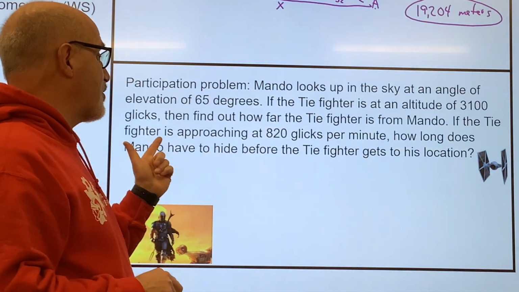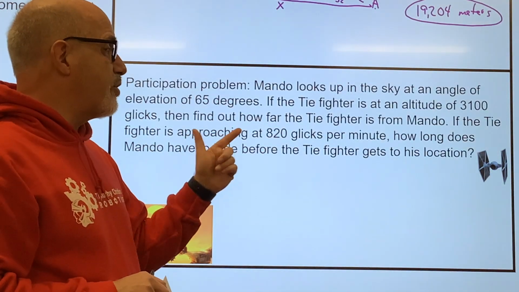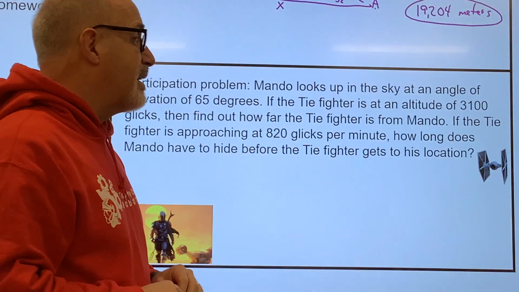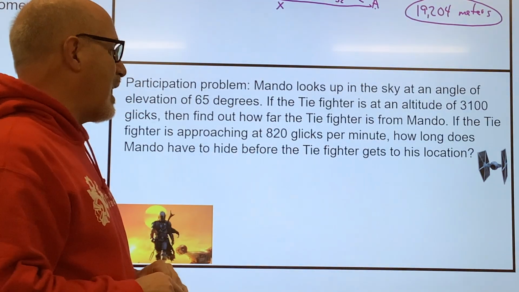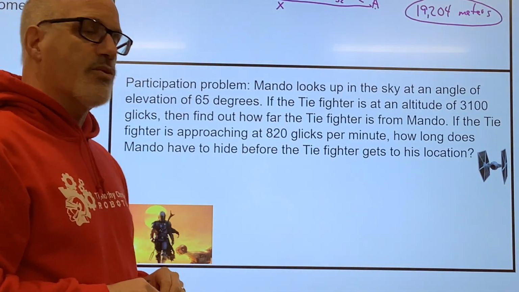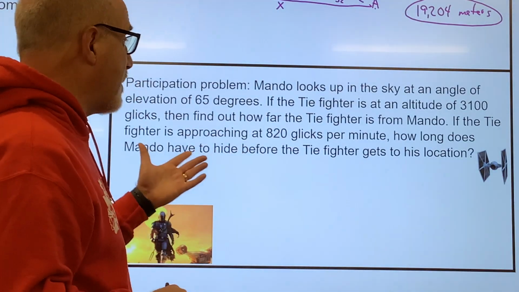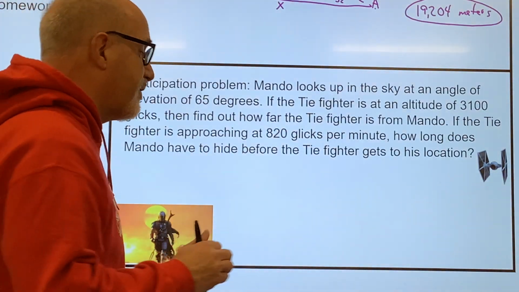If the TIE fighter is approaching at 820 glics per minute, how long does it take Mando to hide before the TIE fighter gets to his location? So we've got two problems. We want to find out how far the TIE fighter is.